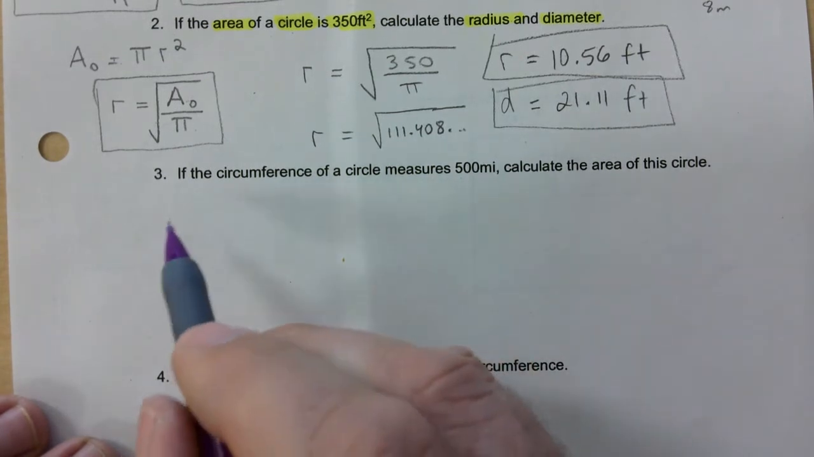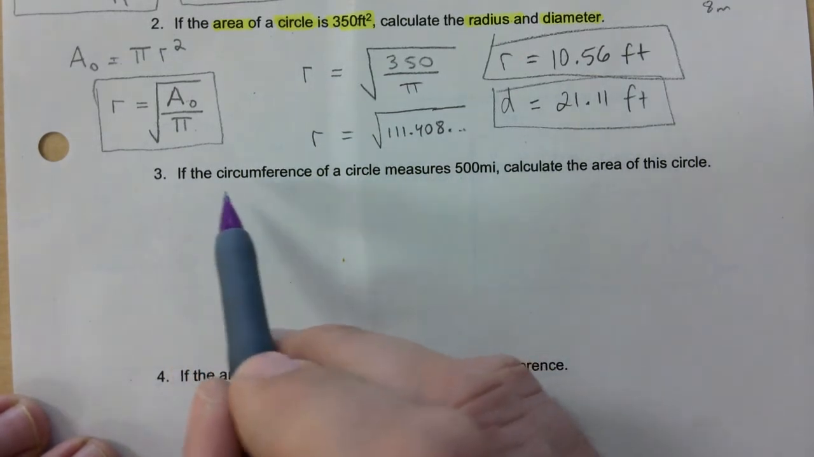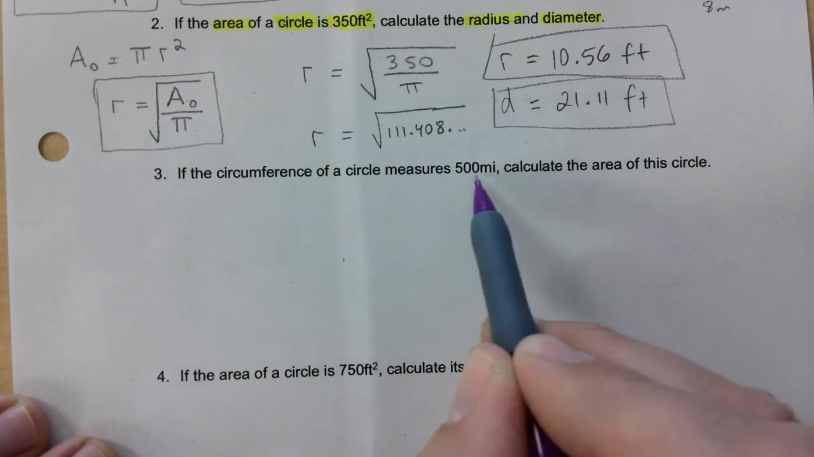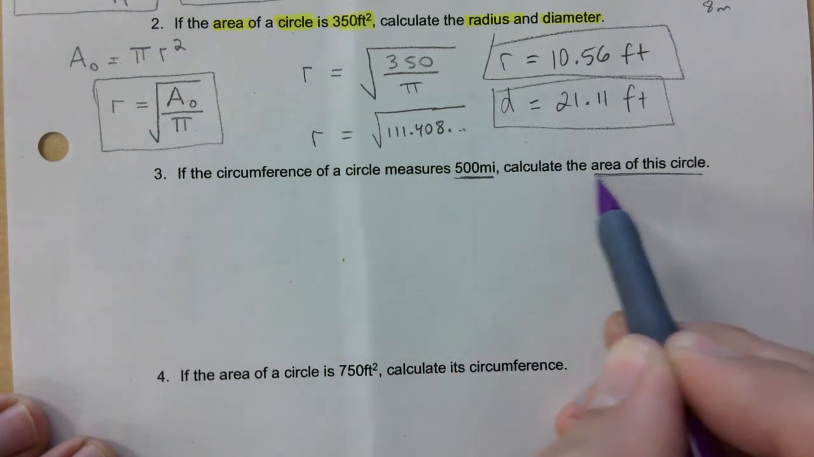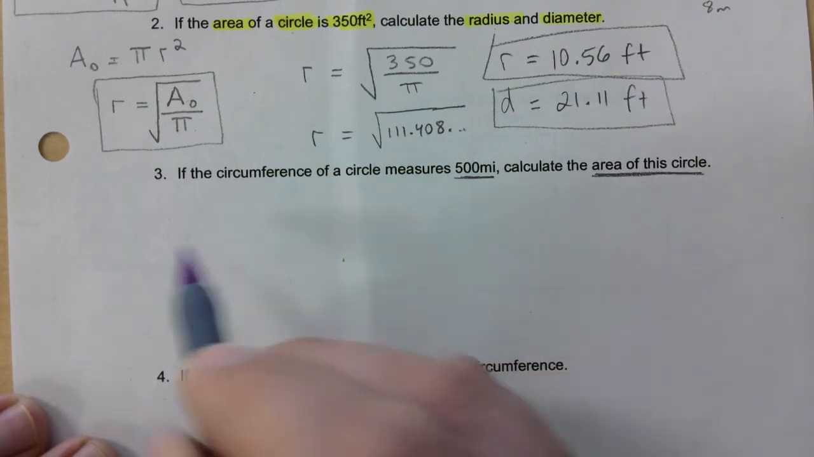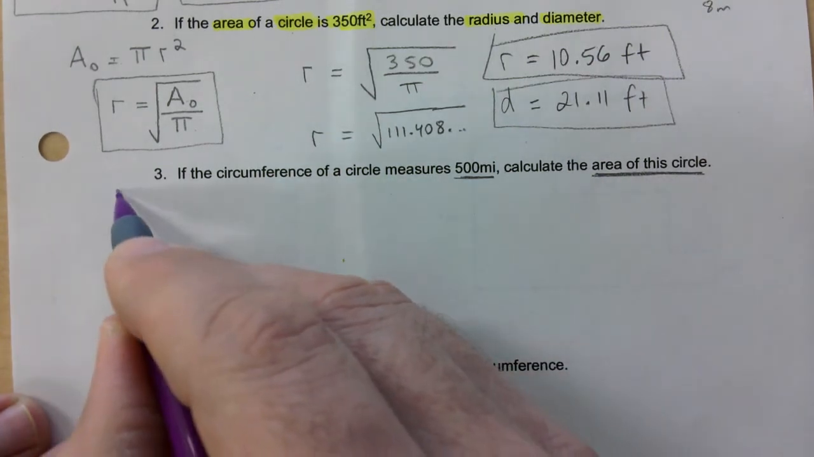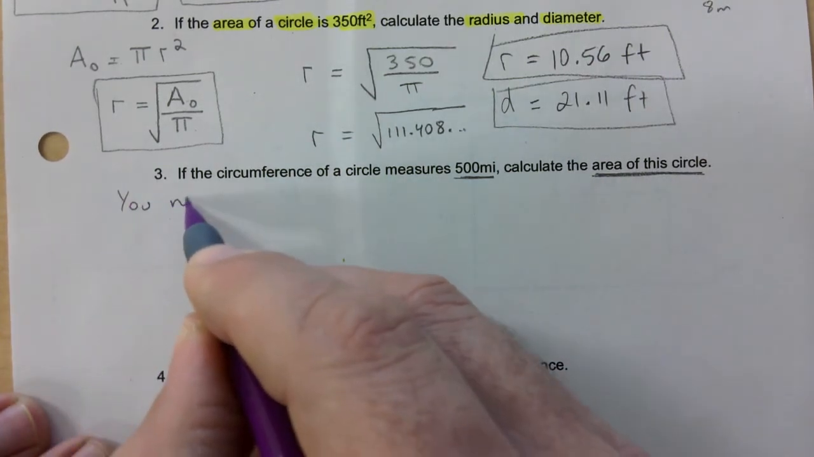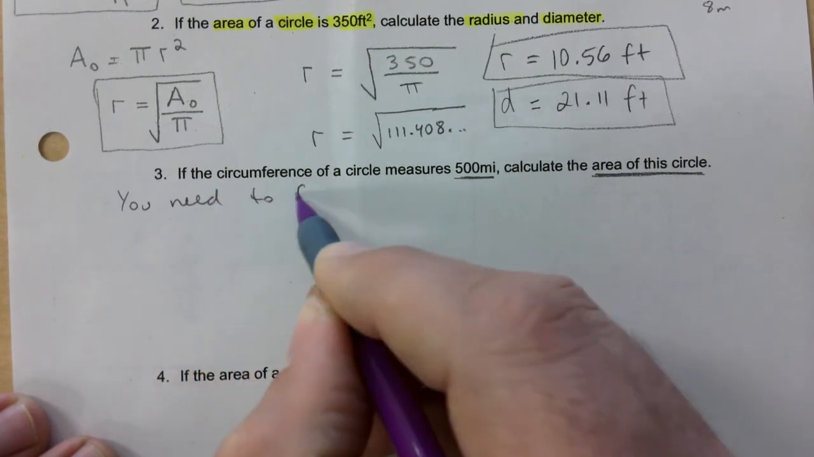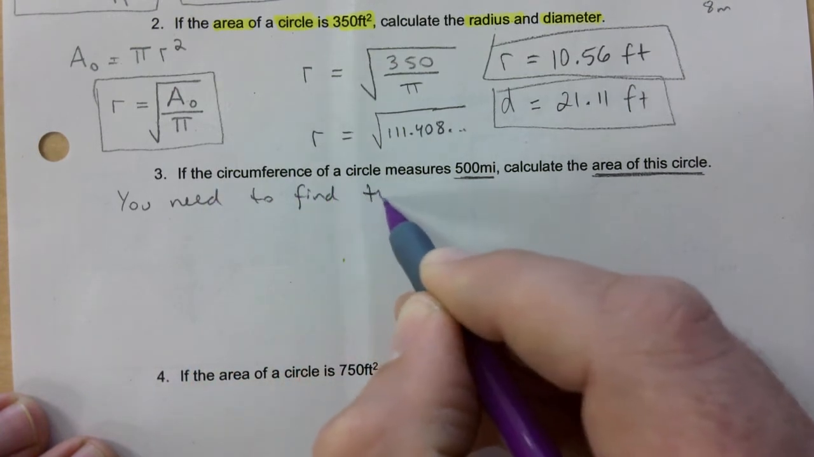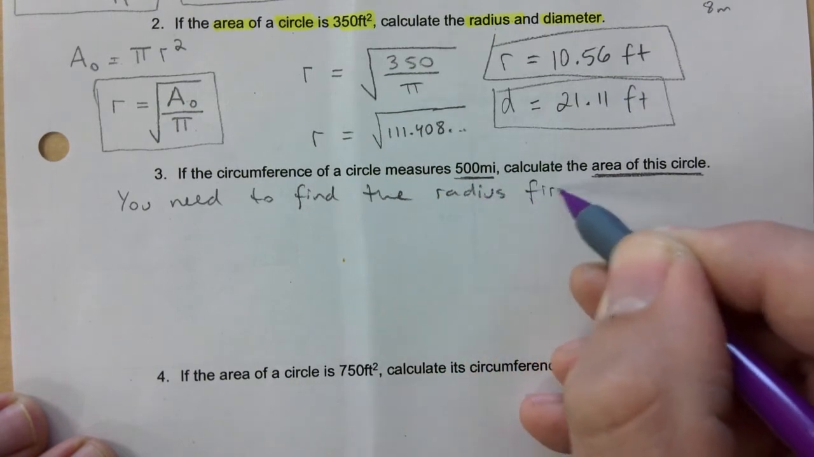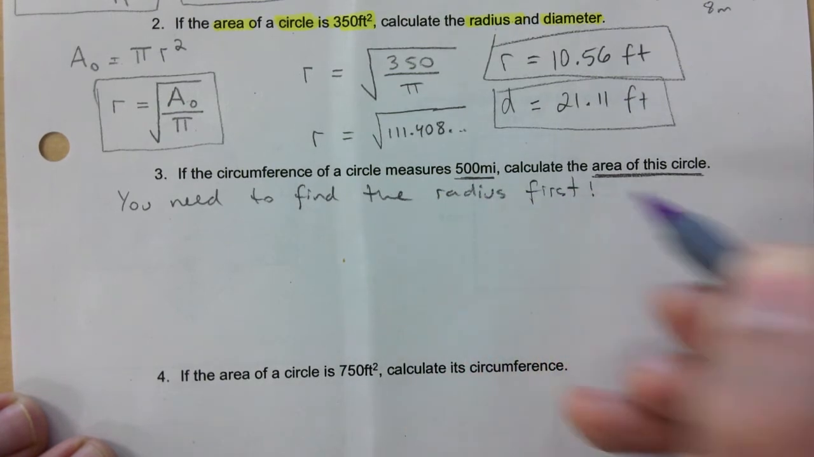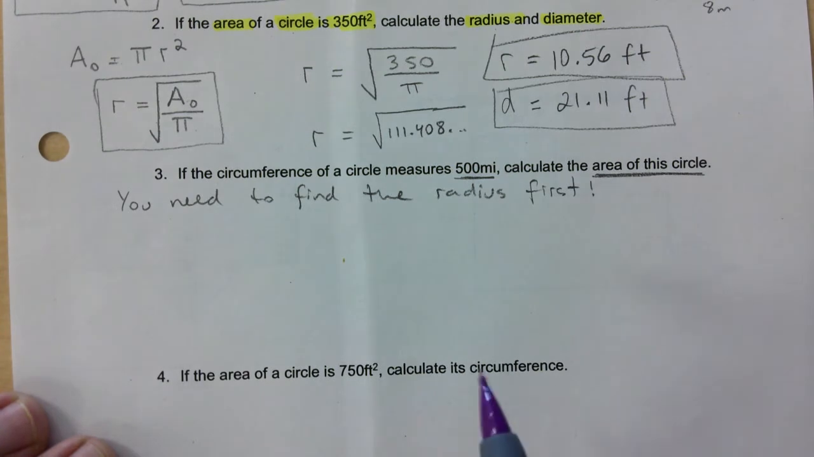Okay. Question 3. Circumference of a circle measures 500 miles. Calculate the area of the circle. I'm going to add something here. You need to find the radius first. Okay, you need to find the radius first.